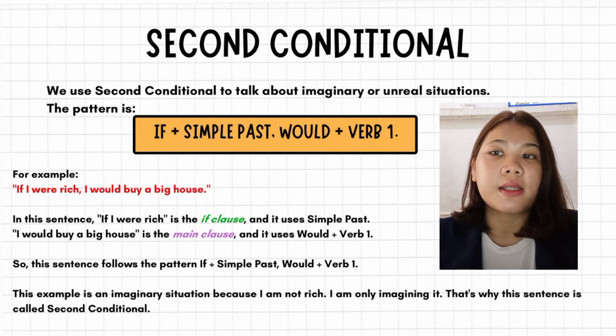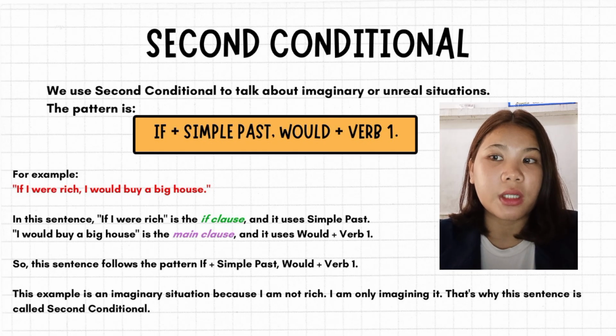The third type is second conditional. We use second conditional to talk about imaginary or unreal situations. The pattern is if plus simple past, comma, will plus verb 1. For example, if I were rich, I will buy a big house. In this sentence, if I were rich is the if clause and it uses simple past. I will buy a big house is the main clause and it uses will plus verb 1.